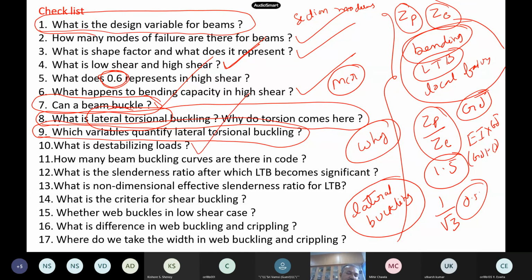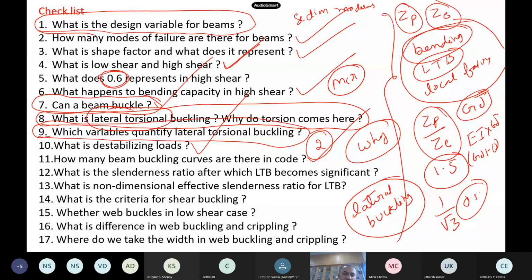Now what is destabilizing load? Load applied at the top of the flange. Top of the flange. Now how many buckling curves are there in the code for beams? 2. Excellent. Okay. Welded, rolled.